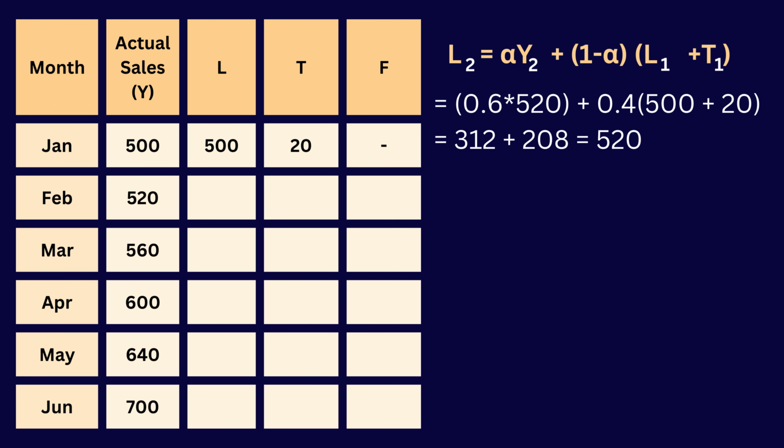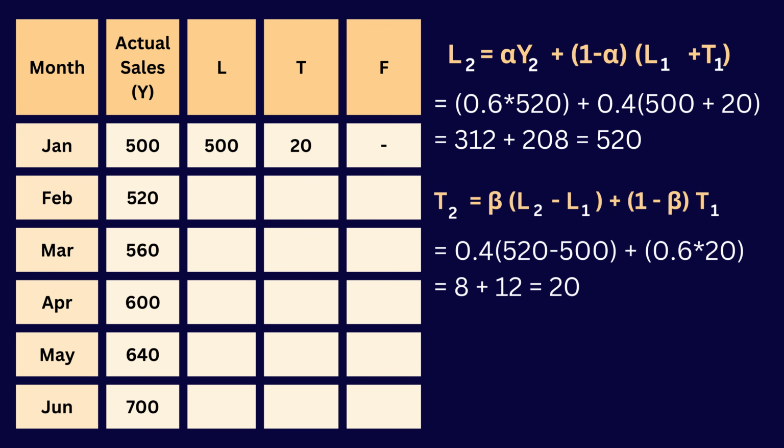So it's 0.6 multiply 520 plus 0.4 times 500 plus 20. So 312 plus 208 equal 520. So T2 equal beta times L2 minus L1 plus 1 minus beta times T1. So in here our beta value is 0.4. So 0.4 multiply 520 minus 500 plus 0.6 times 20. So 8 plus 12, 20. So our T2 value is 20.